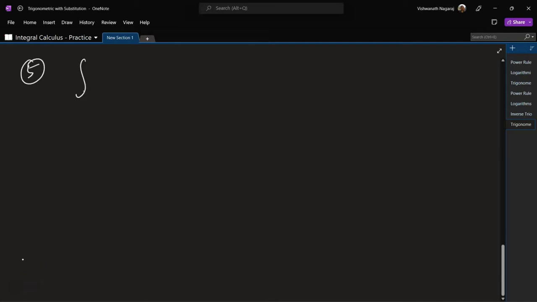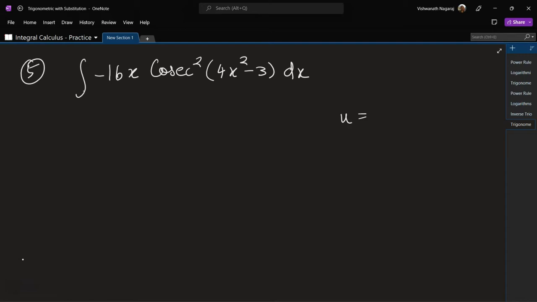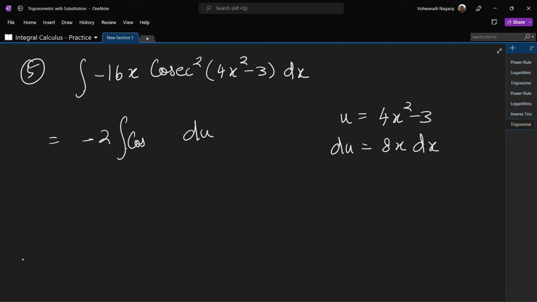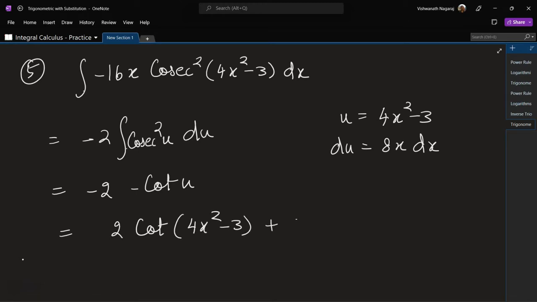Look at the fifth one, integral of minus 16x cosec square 4x square minus 3 dx. U becomes 4x square minus 3. We do the substitution. Du would be 8x dx. So here inside we want 8x dx. So let's take minus 2 out. Integral of 8x dx, which is du, and we have cosec square. So cosec square u is minus cot u. So plus 2 cot of 4x square minus 3 plus c.